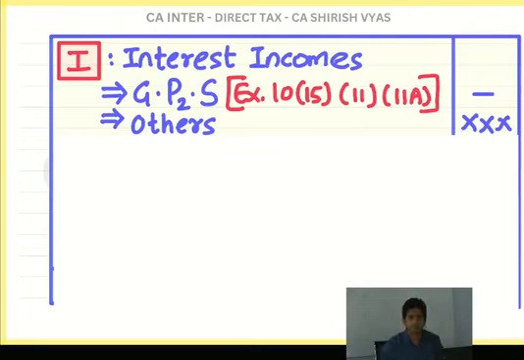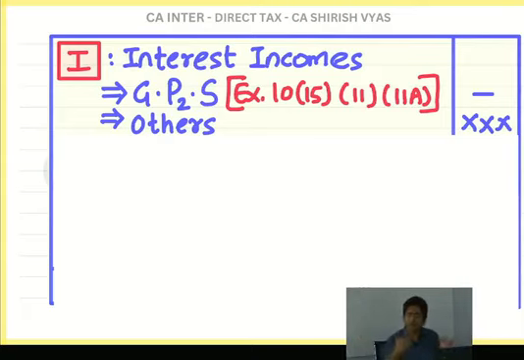These are exempt. So the moment you see interest income in the question, that rhythm should start: Gold bonds, POSBA, PPF, Sukanya. If it is there, it is exempt; the rest is all taxable. Okay. Tell me, in the question they give interest on bonds of Infosys.